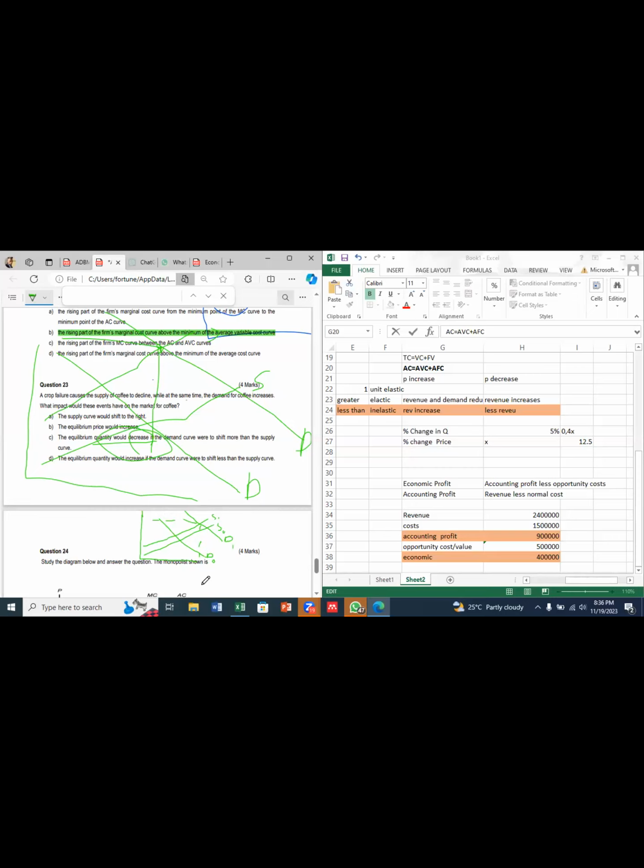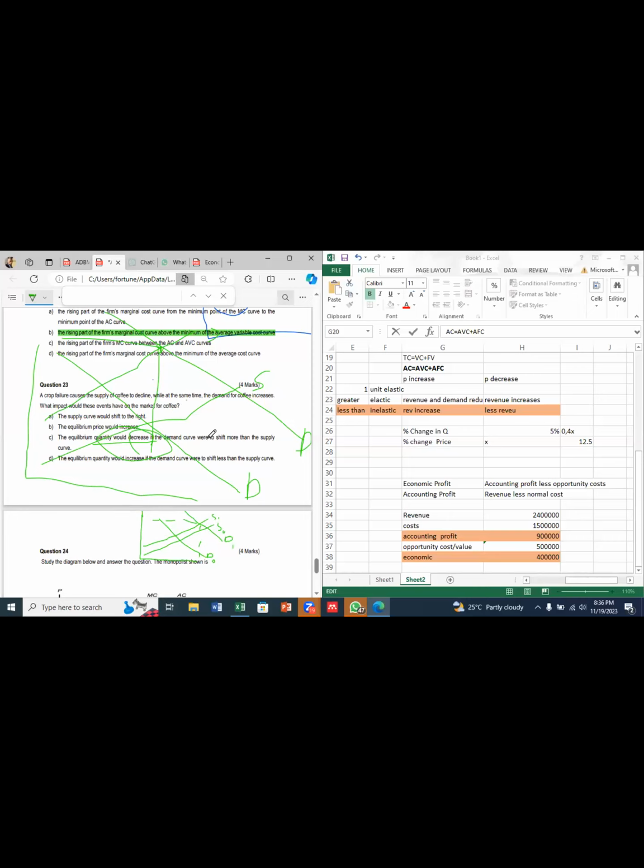Can you explain it again, Fortune? I'm not sure you are able to visualize this small graph that I have down there. Yes. Okay. So you see, they're saying that if the equilibrium quantity would decrease, that means it would reduce, right?